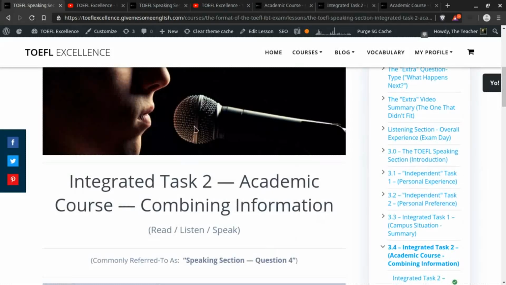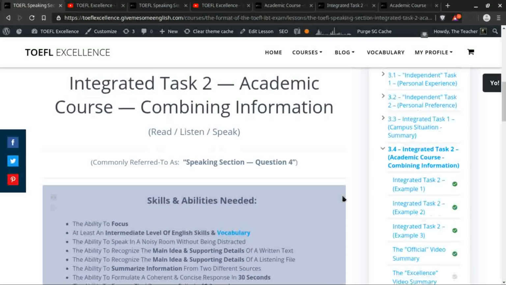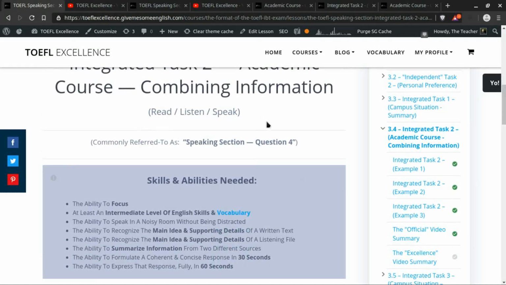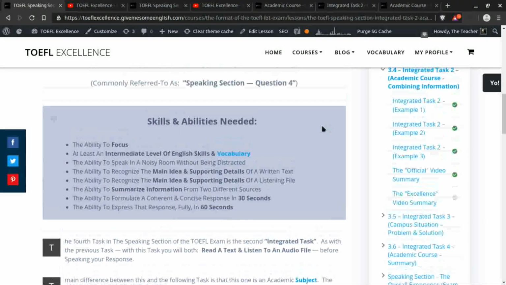The main difference here is just that you're dealing with an academic subject. So you're not dealing with a conversation about people talking about their opinion of something. You're learning about some topic like you would in a classroom situation, and then you listen to the lecturer or the professor speak about that topic. So really, that's it. Other than the informational difference between this one and the last one, what you actually have to do to fulfill the task is really just the same.